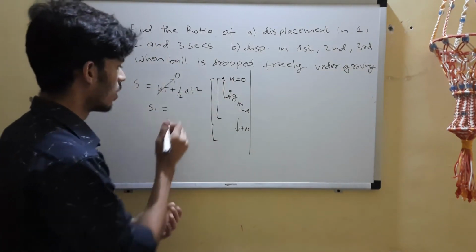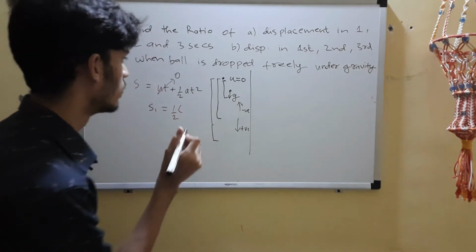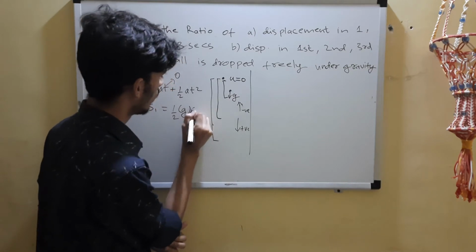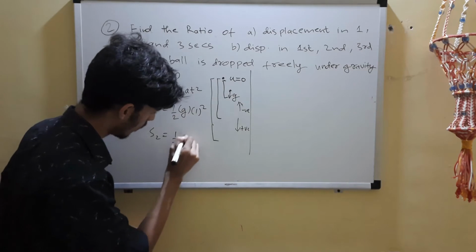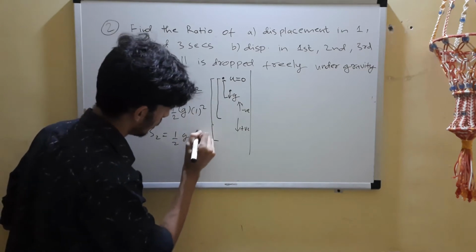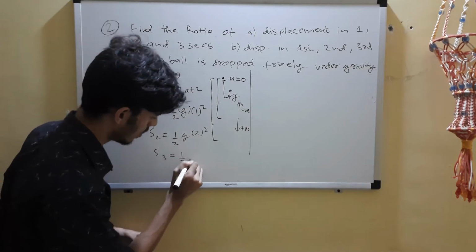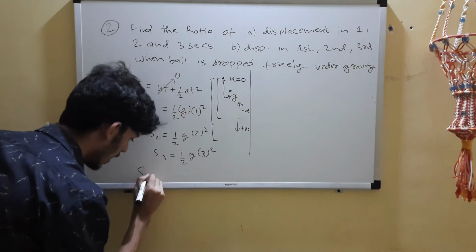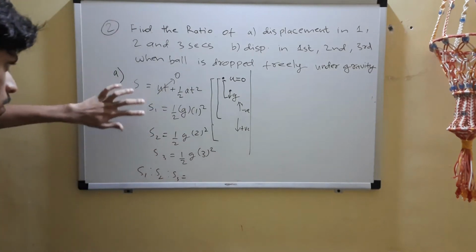So u is 0, half. So for the first one, half gt square. g positive direction, downward is positive, t square 1 square, right? For the first. For the second one, half g 2 square. Third one, half g 3 square. Now if you can relate that, it's easier to find the ratio, right? Now you can take the ratios.